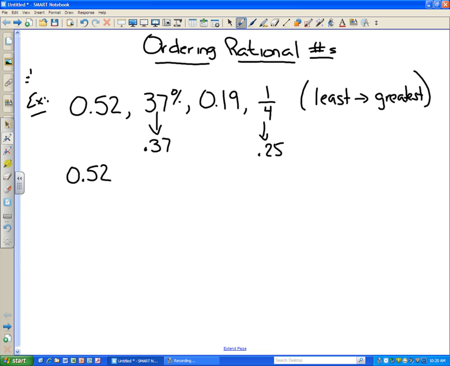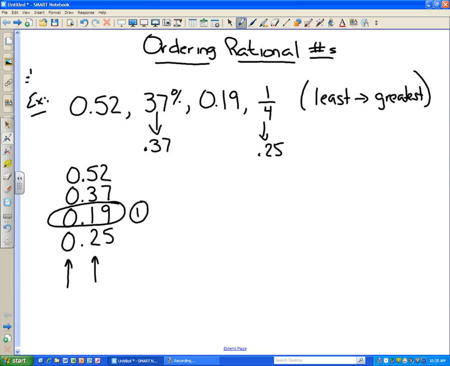So I'm going to list them right underneath each other. I'm going to line up my decimals. And then I'm going to order them from least to greatest. I notice that they all have 0 in the whole numbers. So then I go to the tenths, and I look for the smallest digit in the tenths, which would be the 1 for 0.19. So this would be the least. Then I stay in the tenths spot, and I look for the next smallest, which would be 0.25, and then 0.37, and then 0.52.